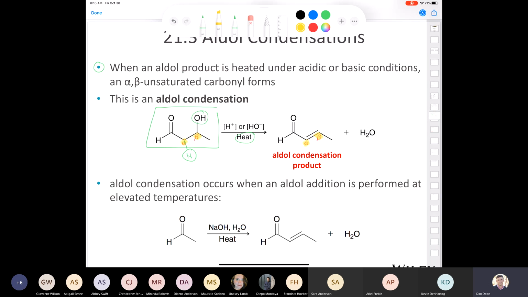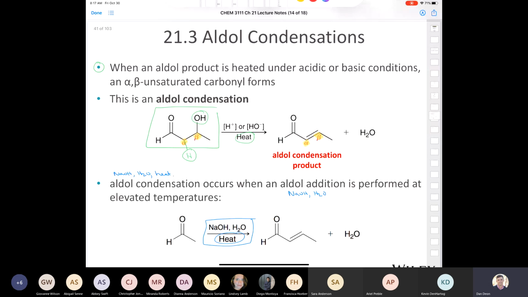Aldol condensation, again, occurs when the aldol addition is performed at elevated temperatures. And so the only thing that we're changing from the reaction conditions for an aldol addition is we're adding heat. That's all. Okay, you remember the conditions for aldol addition were just sodium hydroxide and water. Okay, the reaction conditions for aldol condensation are sodium hydroxide, water, and cooking it up, right? Heating to drive off water.